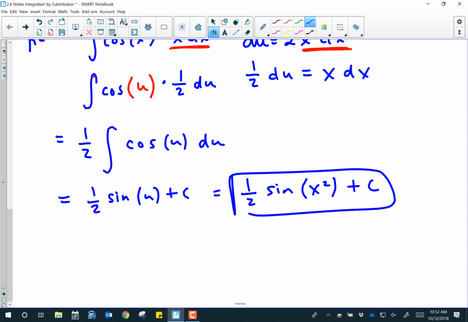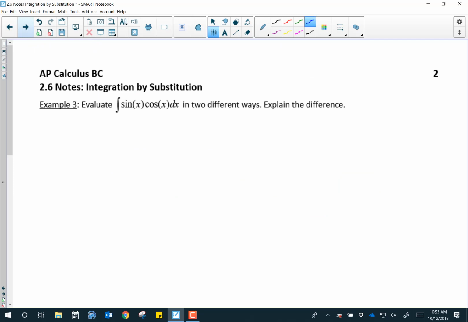Okay, so now let's look at the next one. Now we have the integral of sine times cosine. When we've got trig in there, it's a little bit trickier. When you've got trig in there, remember your u, you want to choose u. There's clearly not really an inside function here, but you can still do this by u substitution.